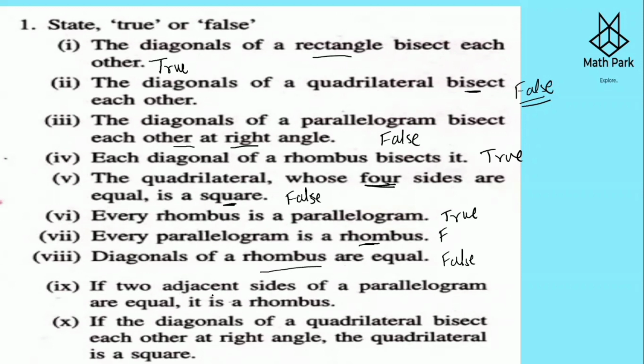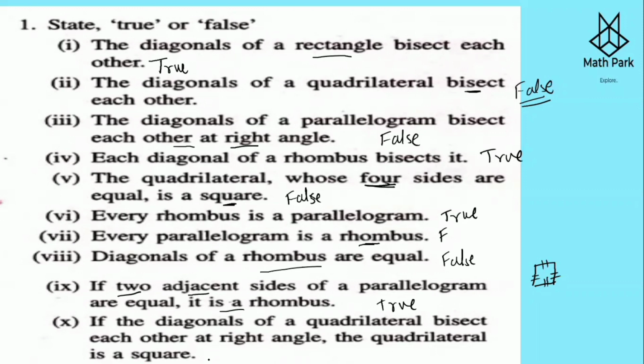And then, if two adjacent sides of a parallelogram are equal, it is a rhombus. Of course, it is true. Suppose this is a parallelogram and we know that opposite sides of a parallelogram are equal. And if adjacent sides become equal, then all sides become equal. That is how, even if only two adjacent sides of a parallelogram are equal, it is a rhombus. It is a true statement.